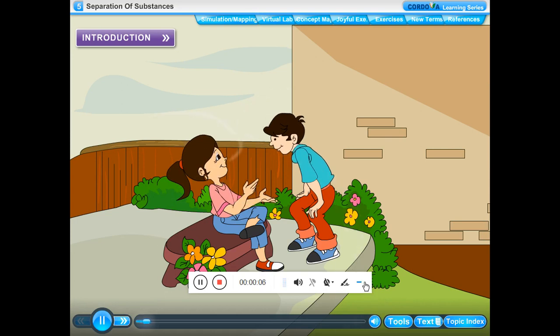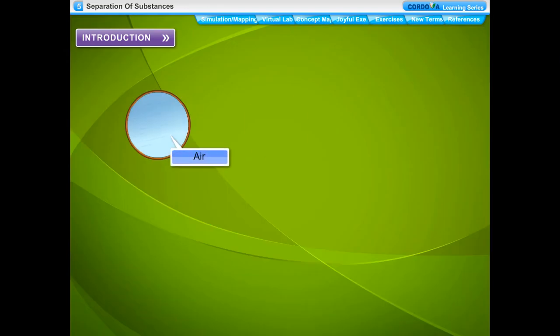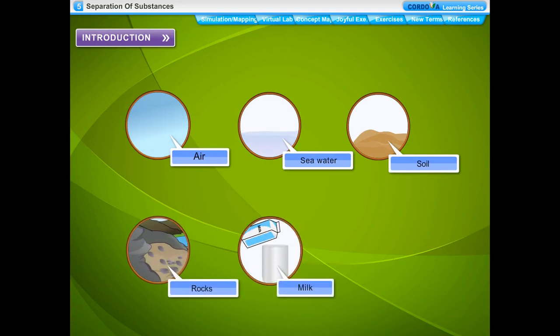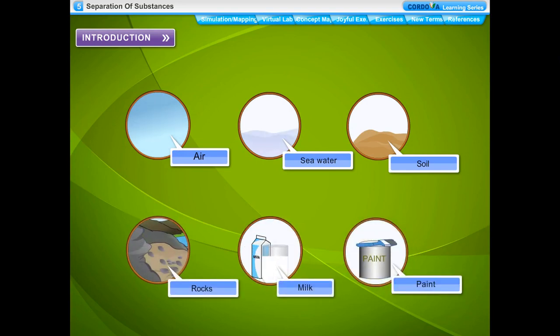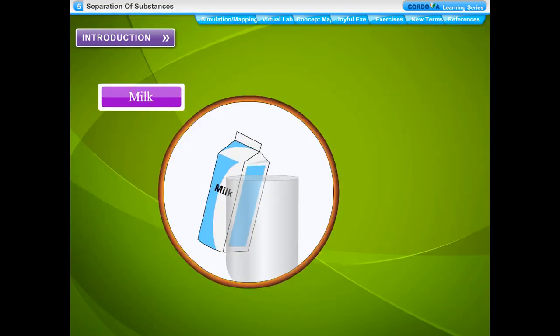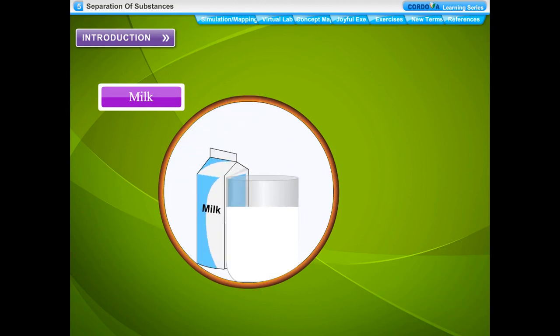Chapter 5. Separation of substances. Most of the things around us like air, seawater, soil, rock, milk and paint are mixtures. Seawater is a mixture of salts dissolved in water. Milk is a mixture of cream or butter and water. A mixture is a substance that contains two or more pure substances mixed together in varying proportions.